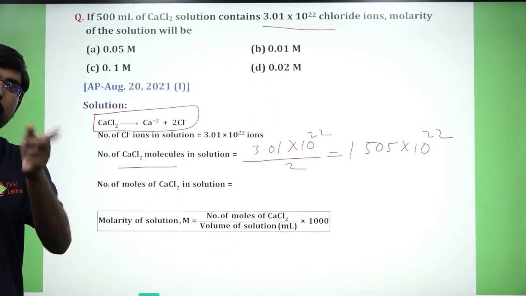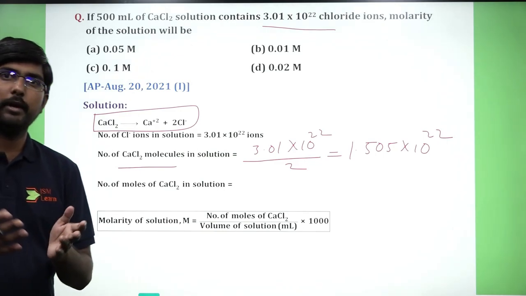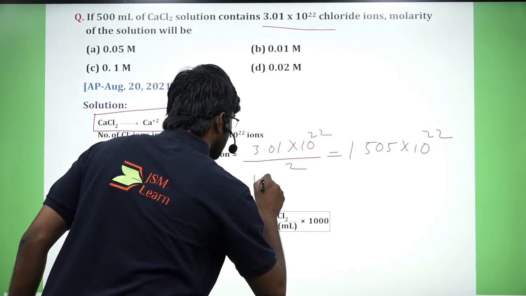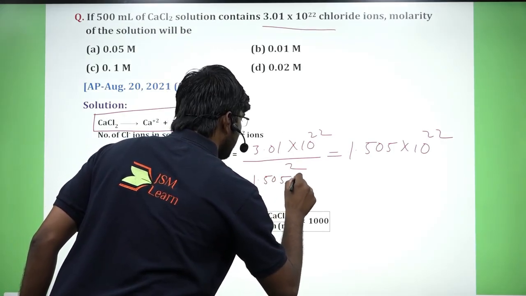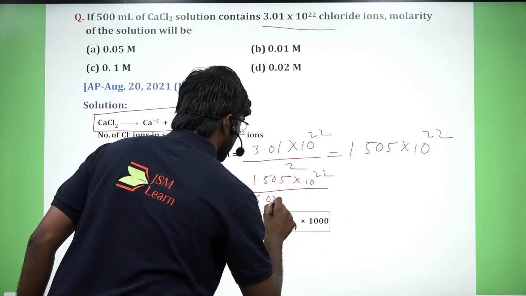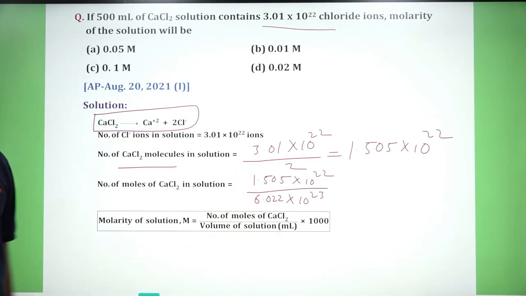Now we need the number of moles of CaCl2. How do we get it? Number of molecules divided by Avogadro number. So the number of molecules is 1.505 into 10 power 22, divided by Avogadro number, 6.022 into 10 power 23. So these are the number of moles of CaCl2 in the solution.